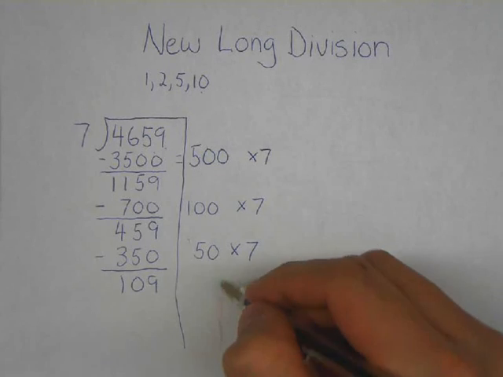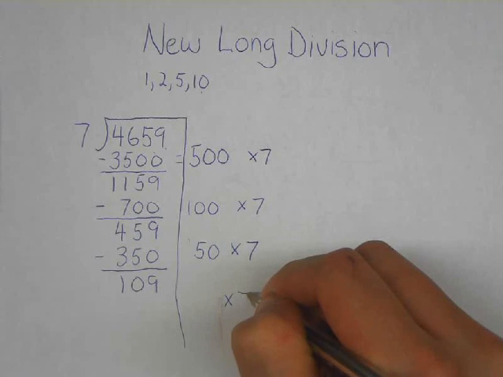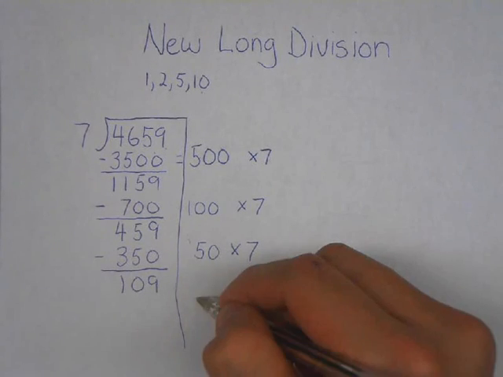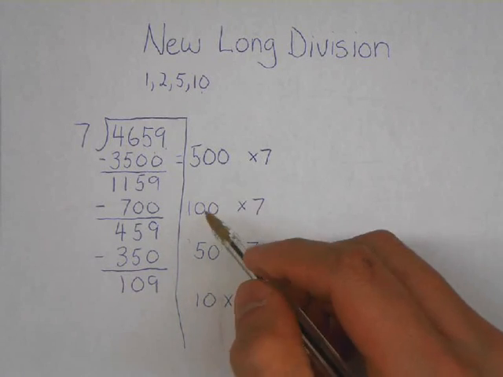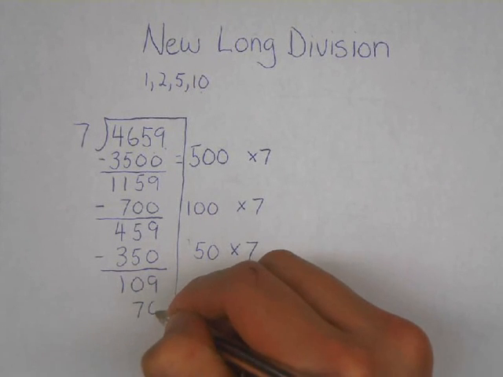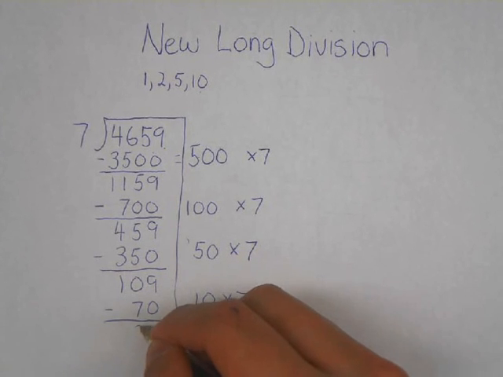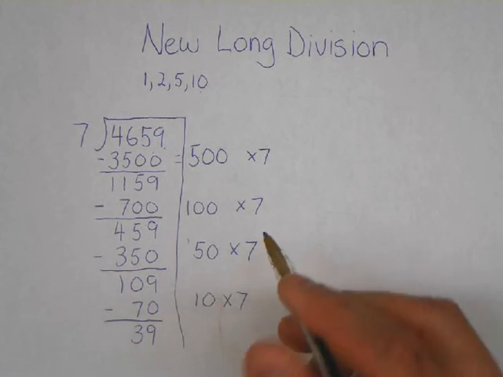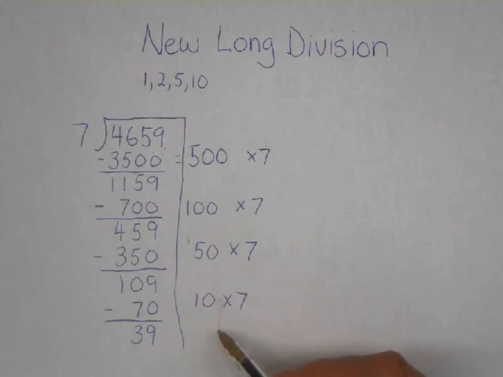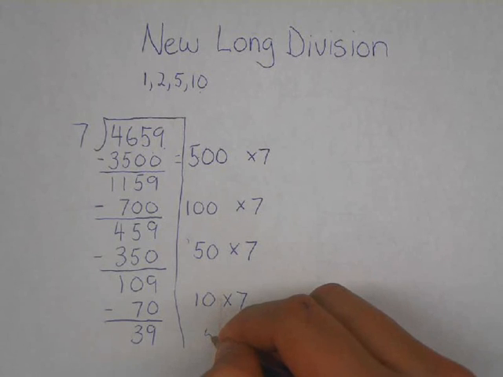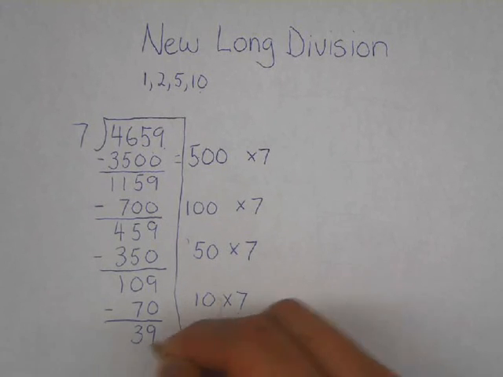What is the next closest thing? We're going to be multiplying by 7 yet again. We can multiply by 10, as we'll get an answer of 70, which is very close to 100. Once again, we will subtract, and now we have 39. Getting a little closer. Can we multiply by 5? We certainly can again. 5 times 7 is 35. We subtract that, we get 4.